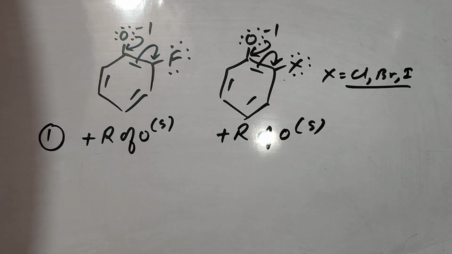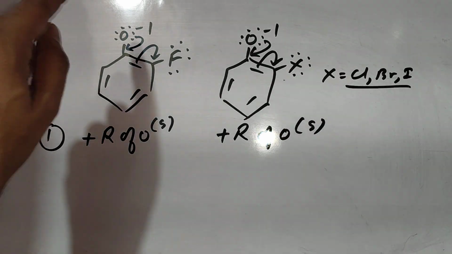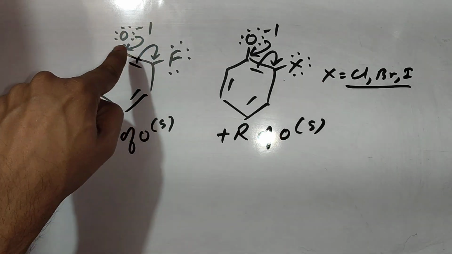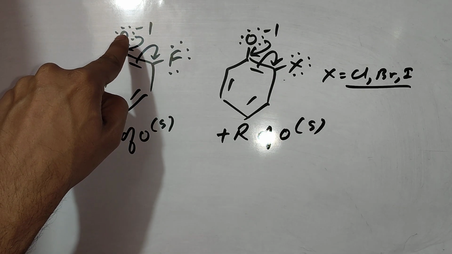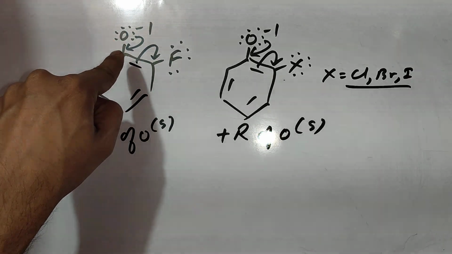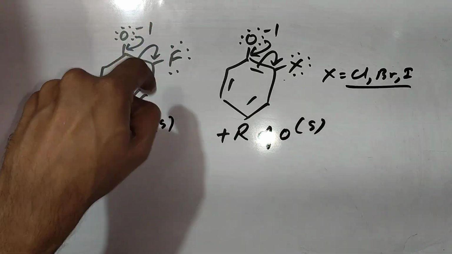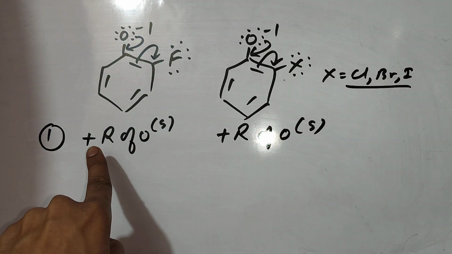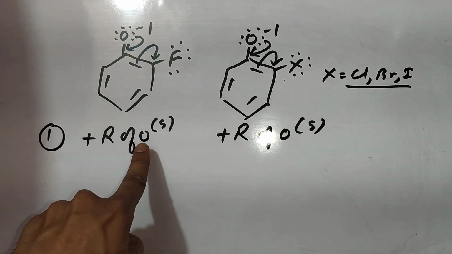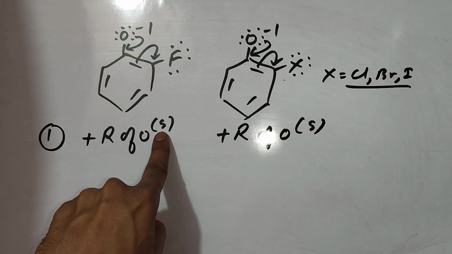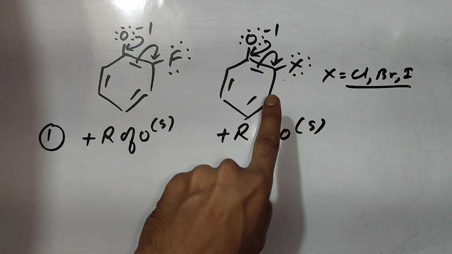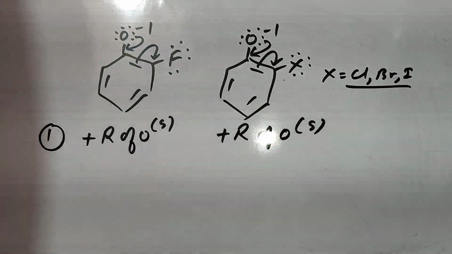Please draw all resonating structures by yourself. And you will find out due to this resonance, the negative charge of oxygen is finishing. As the negative charge finishes, it will become stable, because it is unstable due to this negative charge. So that's why I have written plus R of O as a stabilizing factor, making it stable, which is available in both cases. Now next.